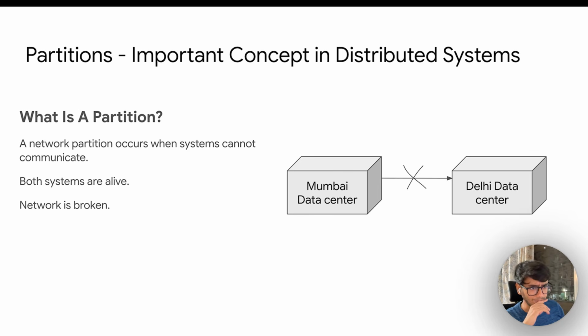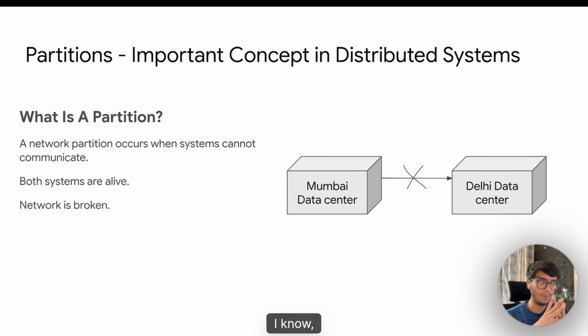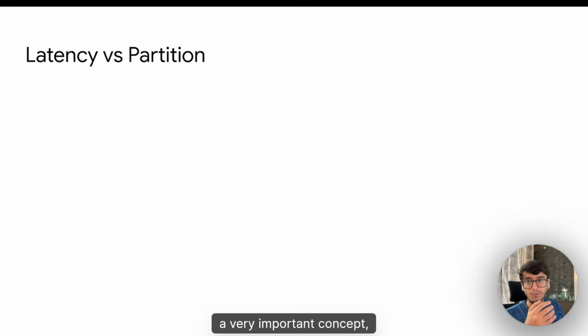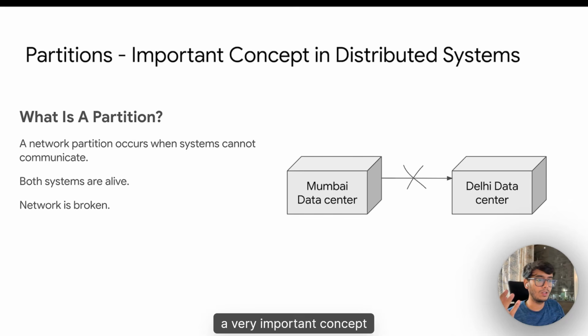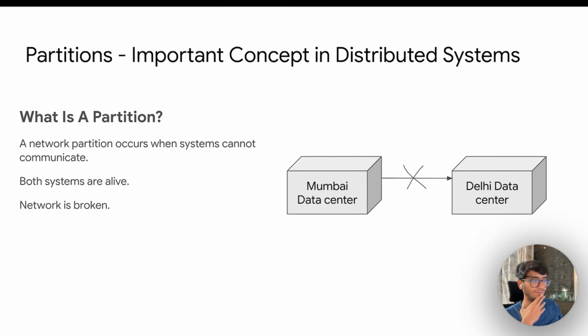But in reality, network failure leads to a majority problem. You can say network failure really happens, but your system should be resilient. It should be reliable to partition, and this gives birth to a very important concept, the CAP theorem. The system should be tolerant to partition.